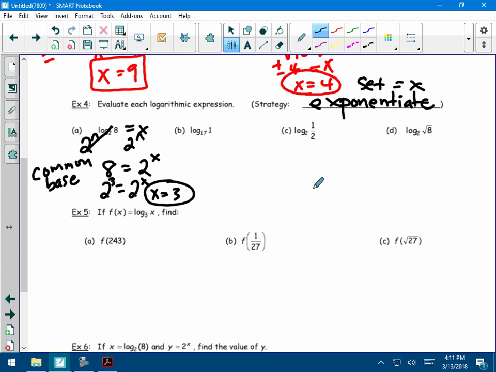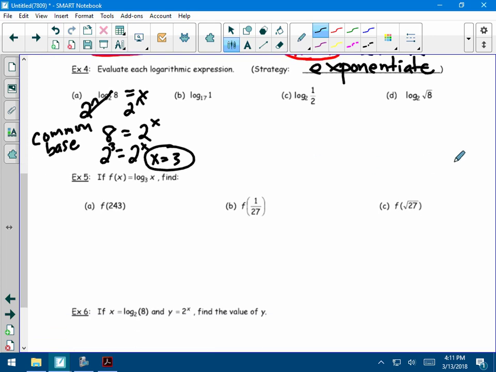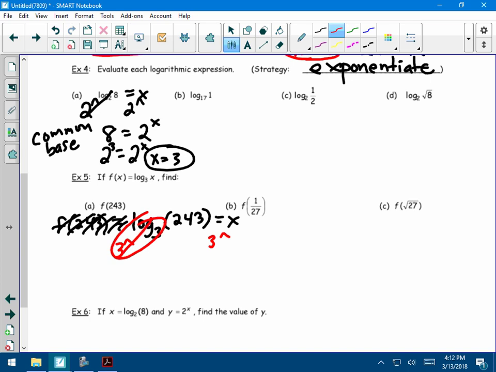So even though it says evaluate, it's still the idea that you can plug in. So like the first one, if we're doing f of 243, you get log base 3 of 243, right? Feel free to set that equal to x, and then exponentiate from there. So I don't really need to see that piece of it. You can now say, all right, let's do 3 raised to the left, 3 raised to the right. This part's gone. So we get 243 equals 3 to what power? You got to think, what power of 3 is 243?